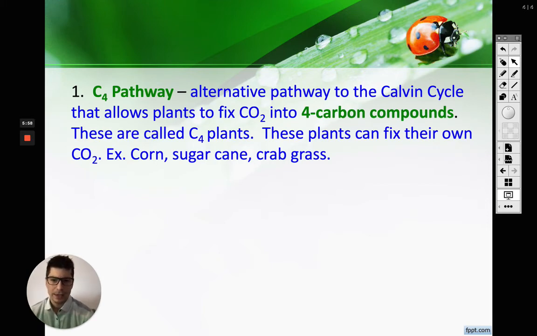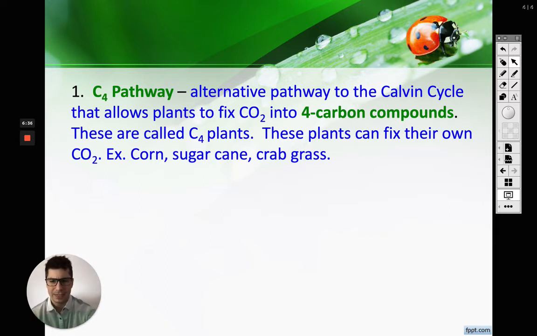So if the plants can't go through the Kelvin cycle, there is an alternative pathway called the C4 pathway. The Kelvin cycle is also called the C3 pathway because we end up with a 3-carbon molecule at the end. With the C4 pathway, we are going to fix our carbon into a 4-carbon molecule. It's just a little different pathway. If you take my AP class, we will go over this whole pathway in depth. But for right now, all you have to know is there is an alternative pathway. It makes a 4-carbon molecule instead of a 3-carbon molecule.